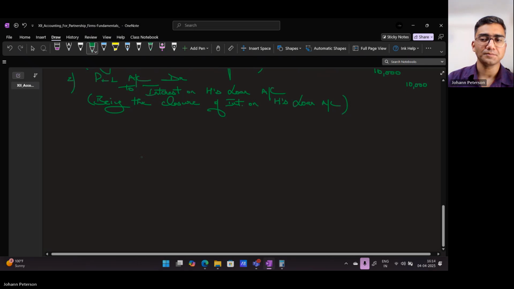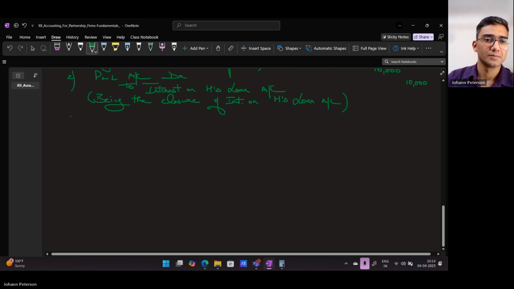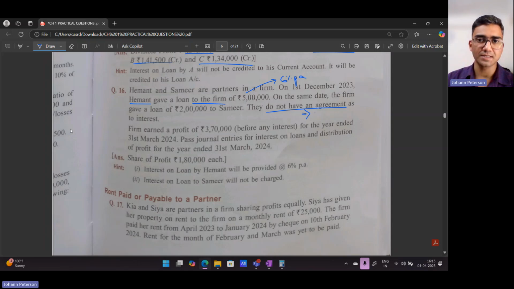After this, we are told that S had taken a loan from the firm. So the firm gave a loan to S. But no agreement was there, so no interest in this case, in the second case. It is also saying the firm earned a profit of 3,70,000 before any interest. Pass journal entries for this and the distribution of profit at the year end.